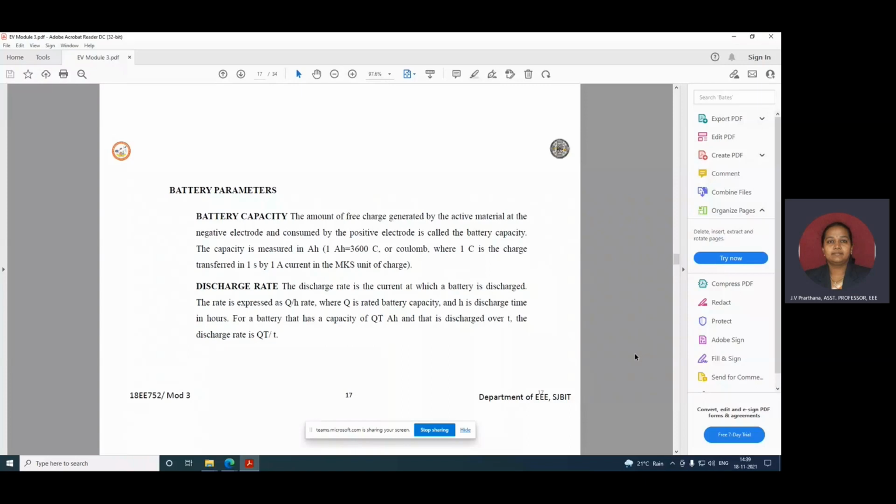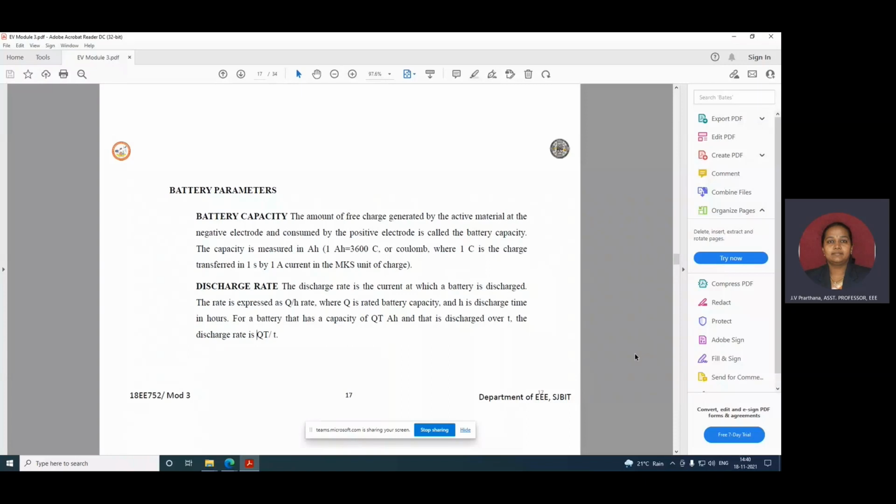Next is the discharge rate. Discharge rate is basically representing how much current can be discharged from the battery. The rate is expressed as Q per H rate, where Q is the rated battery capacity and H is the discharge time in hours.